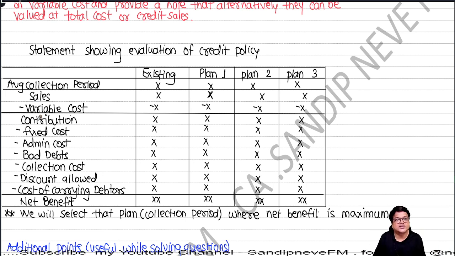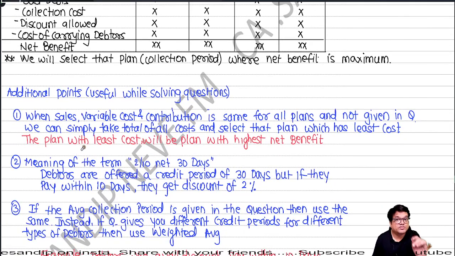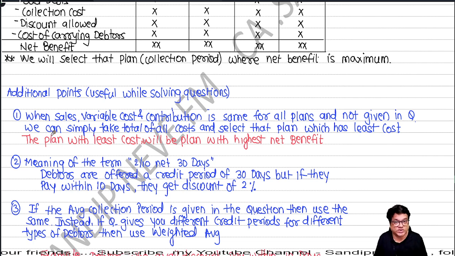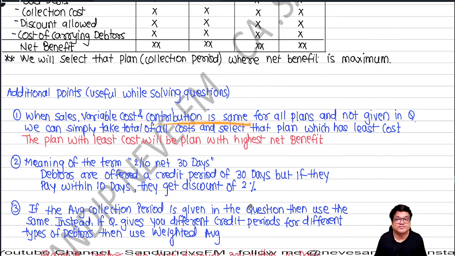Sales minus variable cost gives you contribution, minus fixed cost, then the other costs, and you get net benefit. Select that plan where the net benefit is maximum. People, this is based on specific questions. I hope you remember we had question number 3 in the classwork where sales, variable cost, and contribution are the same and not given in the question.